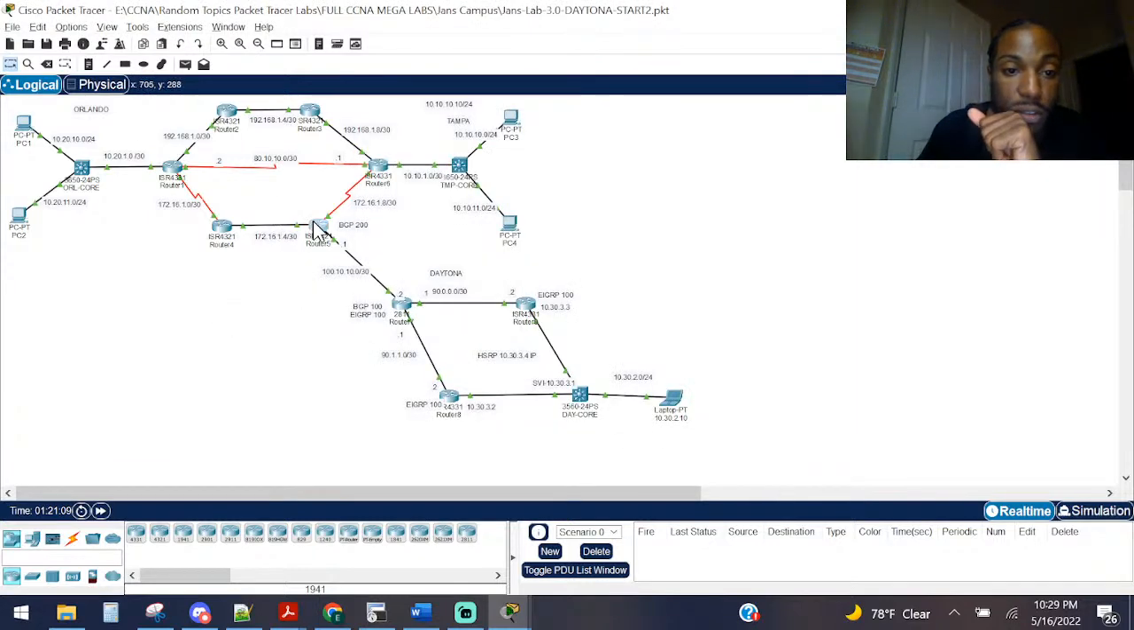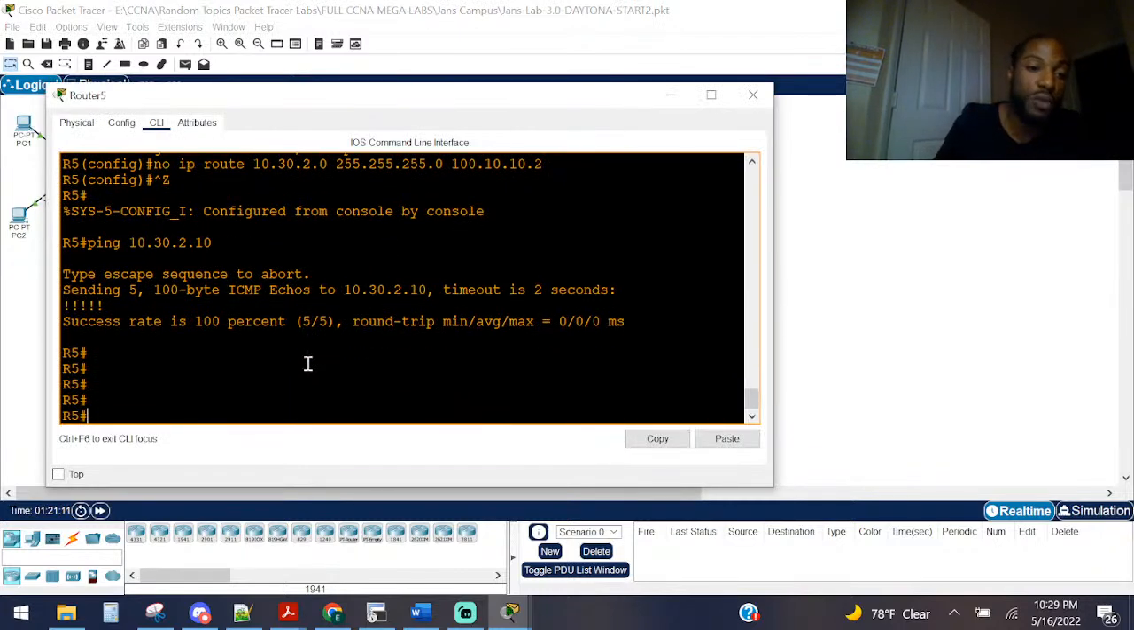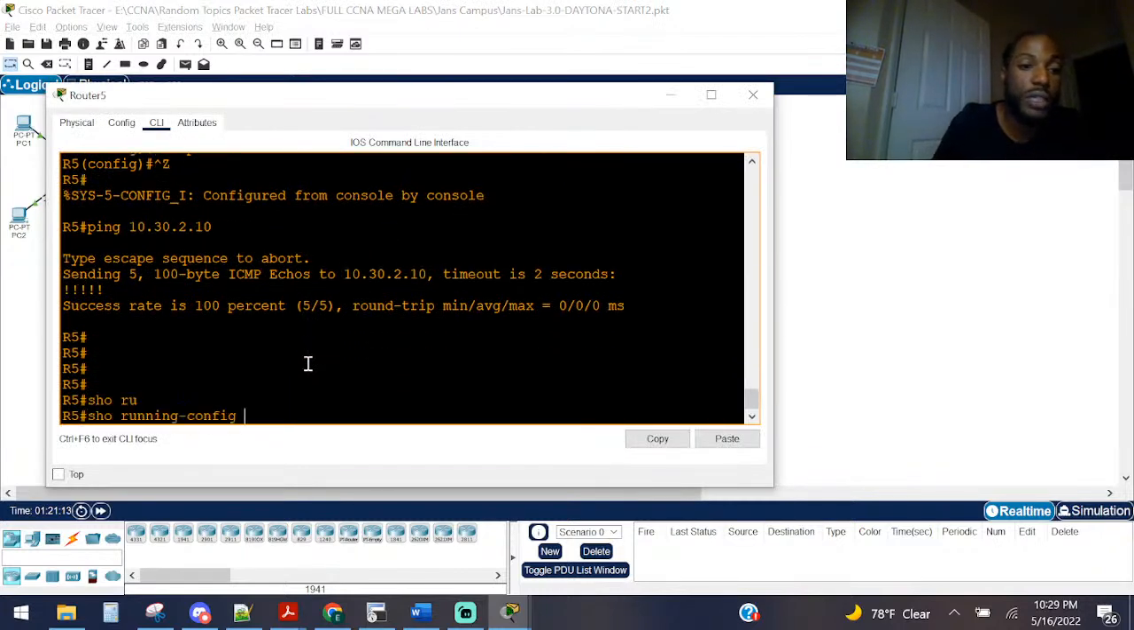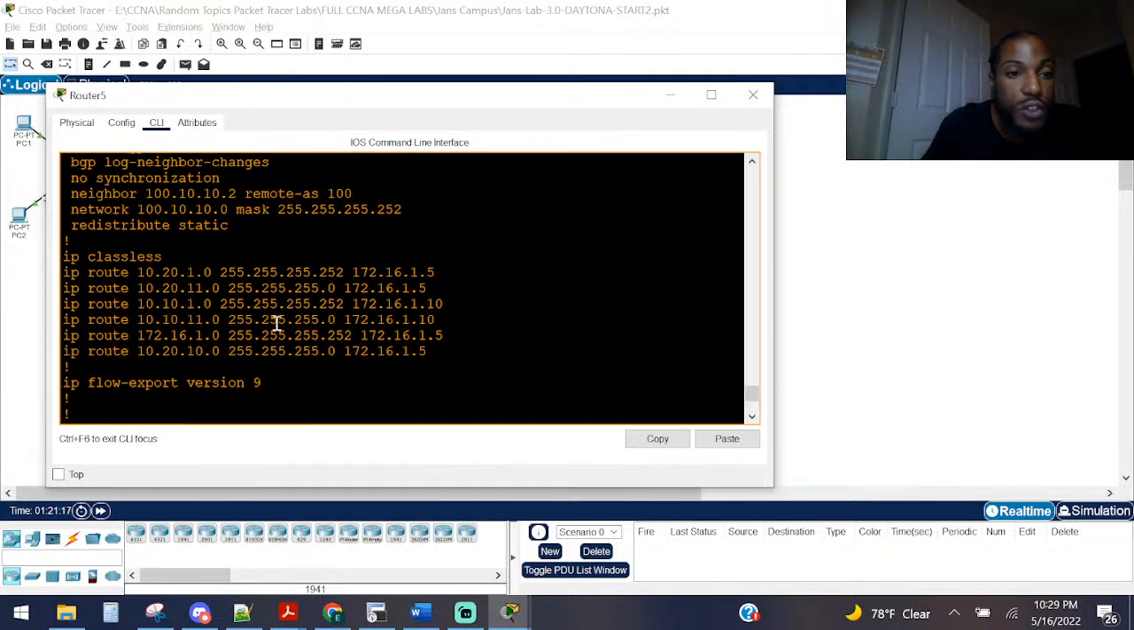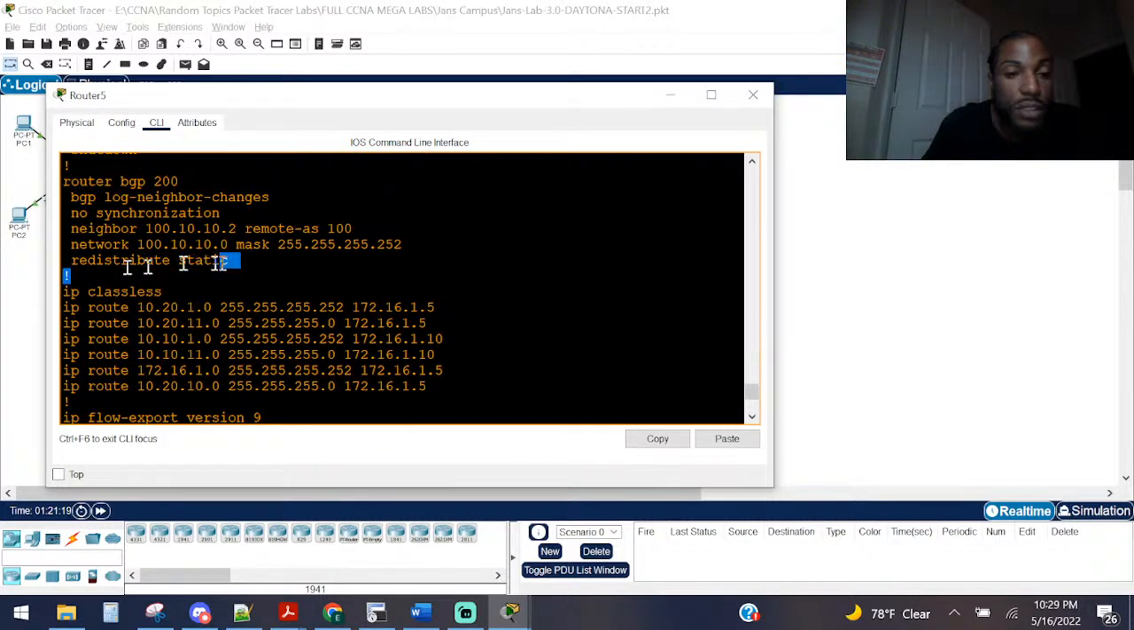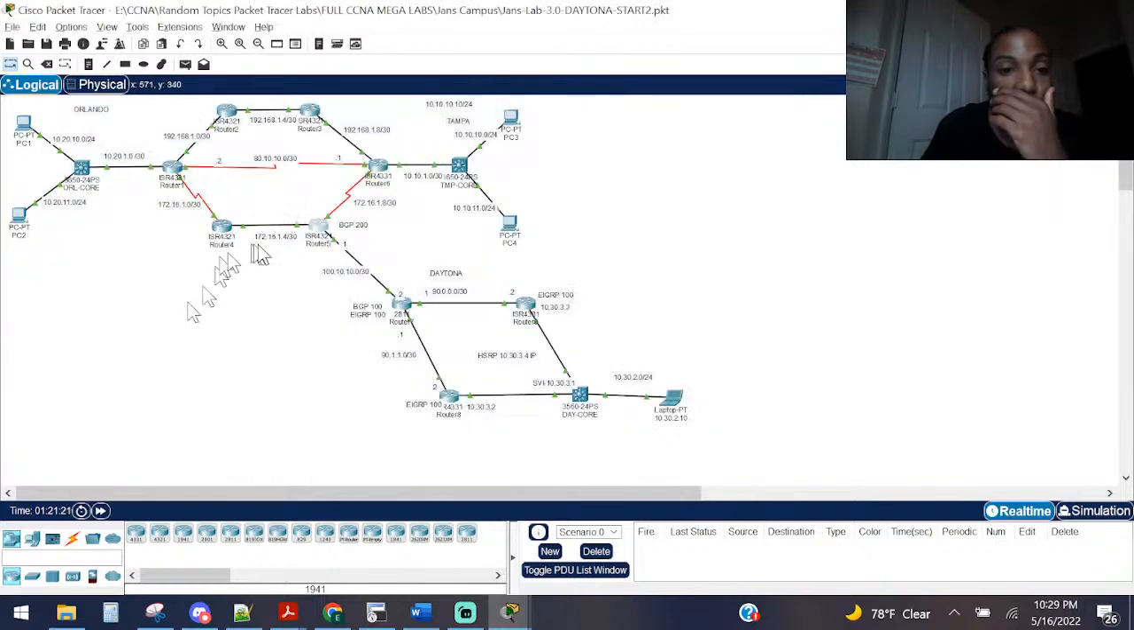Let's see. Maybe there's some metrics we've got to change here. Show run. Right, with BGP, we are redistributing the static routes. So these static routes back here are being redistributed that way. So let's see if router 7 can ping somebody back here.